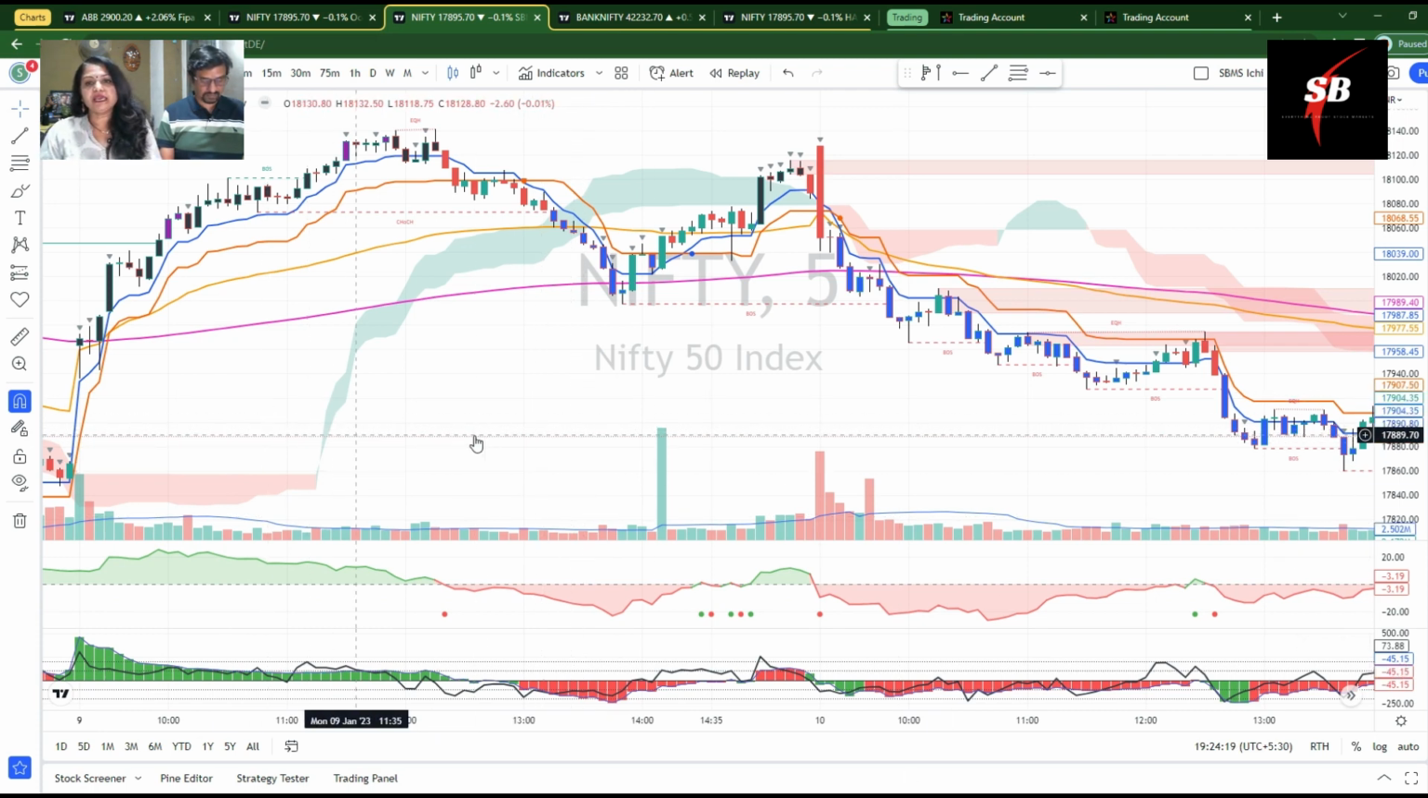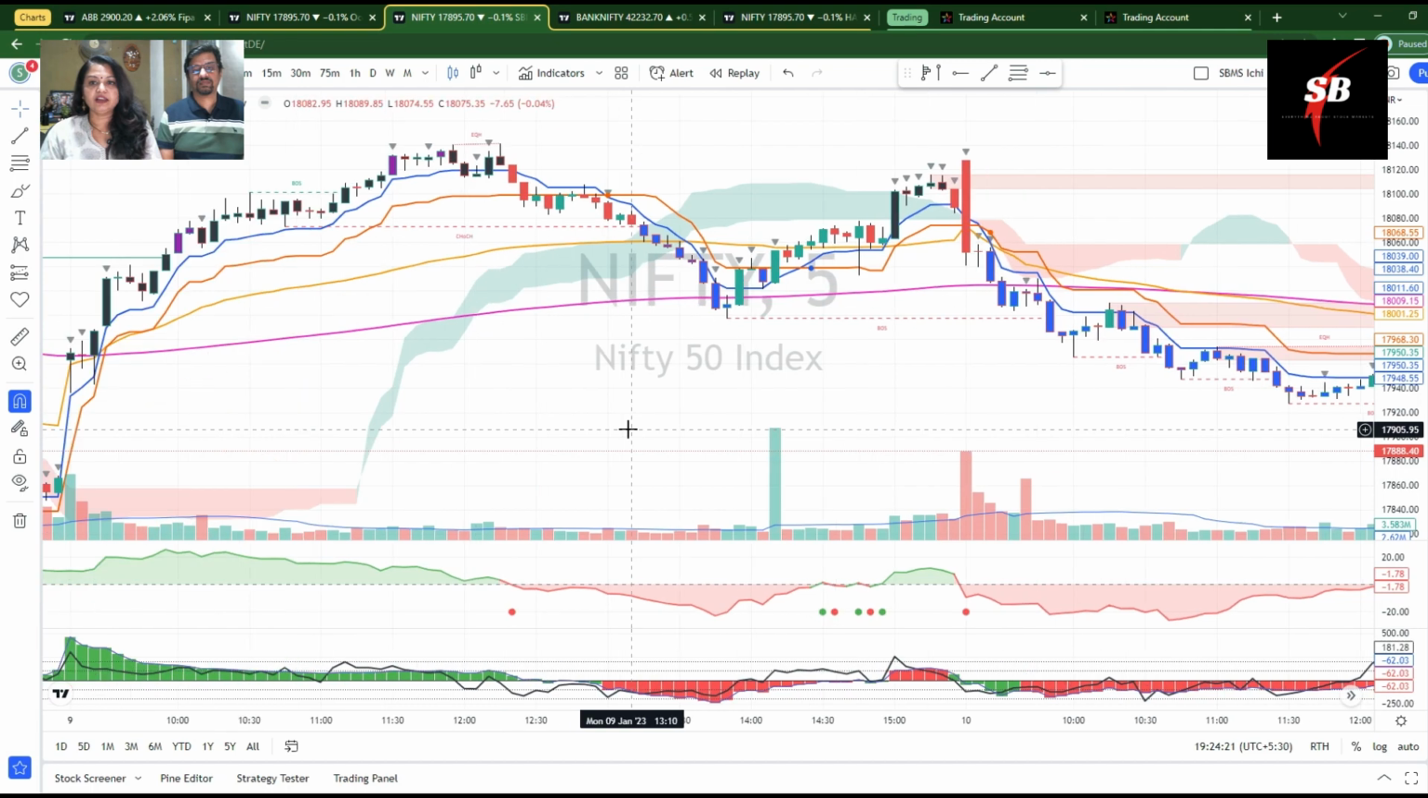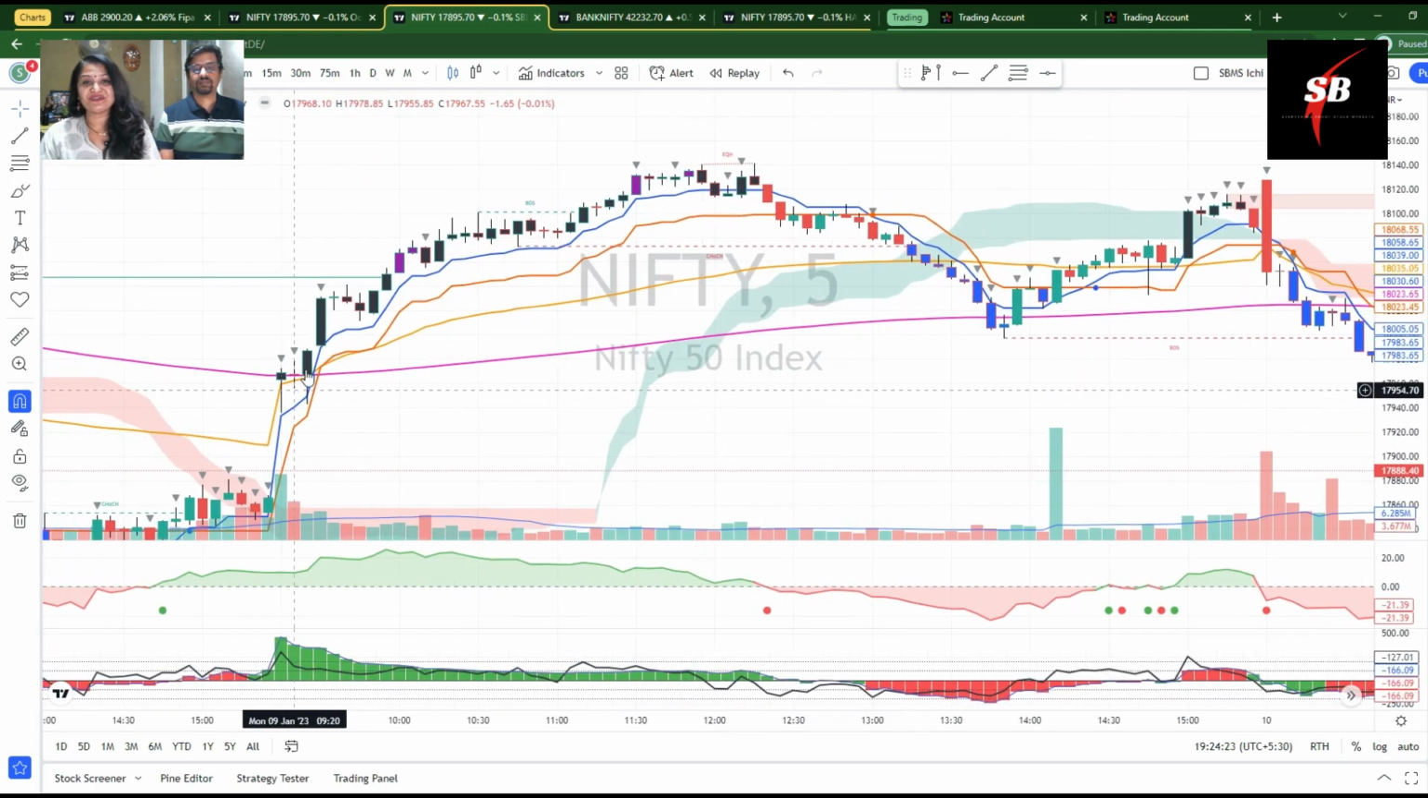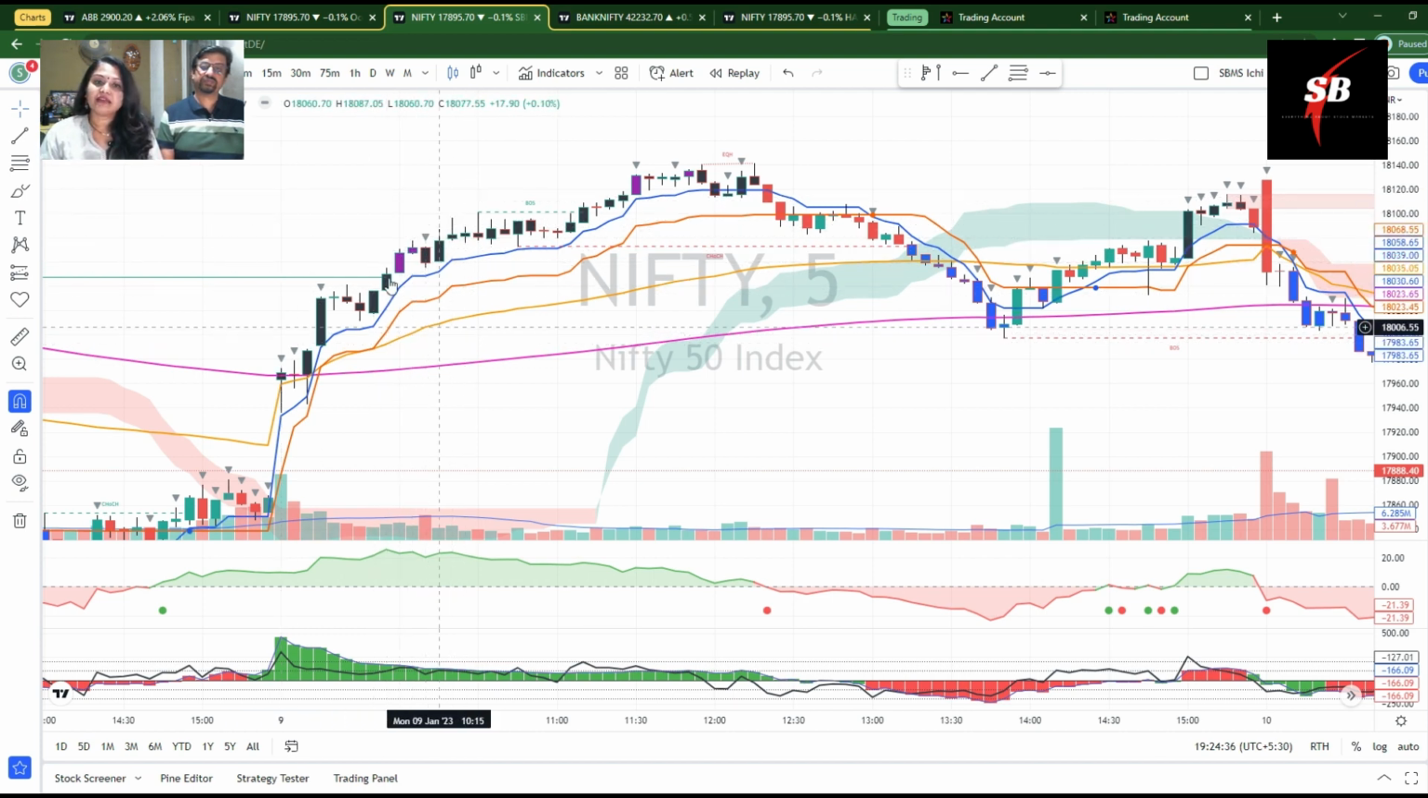Now let me explain about these colorful candles that you are seeing over here. When the candle color changes into dark green, it means the momentum has picked up on the buy side. And the candle turning to purple means the trend might have entered an overbought zone, so it might not have that much momentum.